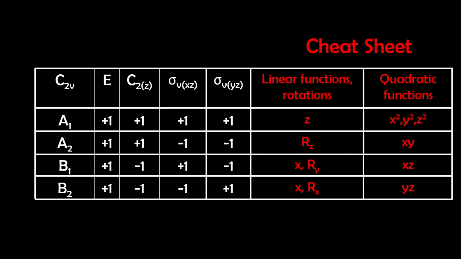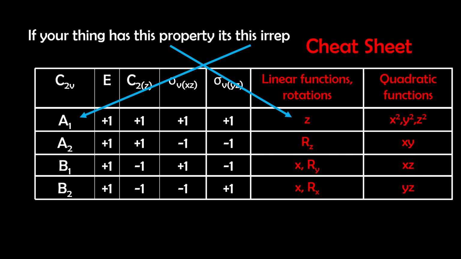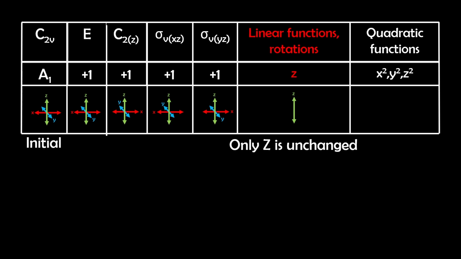These rows are basically a quick guide. They show which shapes, motions, or functions behave or transform the same way as each irrep. Or in other words, find your orbital, vibration, or function in one of these rows, and that tells you which irrep it belongs to. To describe this in more detail, I'll go through them one by one.